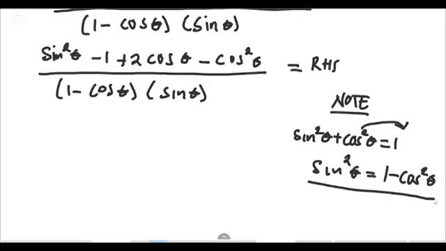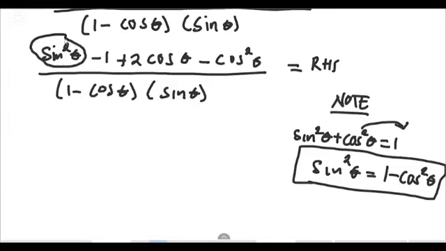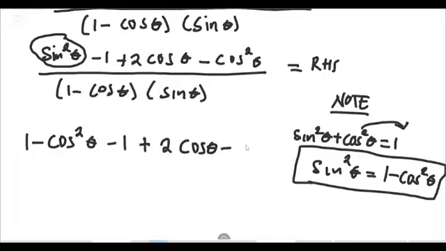So we can now use this identity. You can notice that here we have sine squared theta, so we are going to put 1 minus cos squared theta on top. So I'll just substitute here. That's where we are going to put 1 minus cos squared theta, then minus a 1 plus 2 cos theta minus cos squared theta.